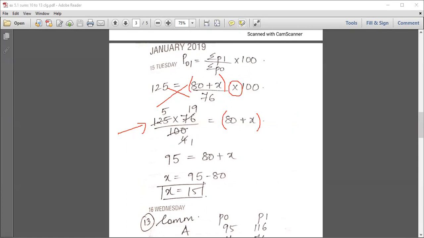Now you can open the bracket at this step because now you have got a single digit over here. 19 fives give you 95. So 95 minus 80, X is equal to 50. Sum simple, done. All right, good.